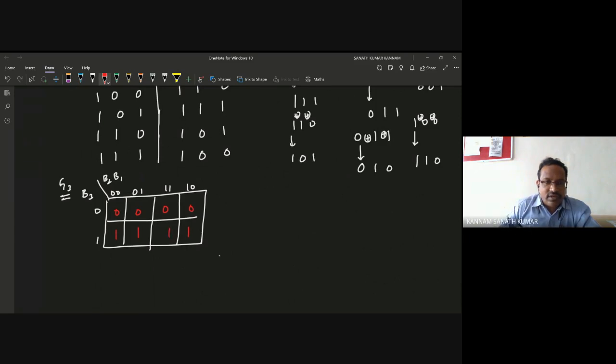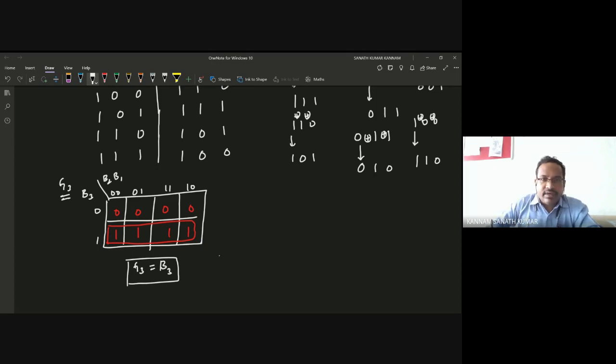This makes one quad. You know that a quad will eliminate how many variables? A quad will eliminate two variables. So here B2 and B1 will be eliminated. So you can write G3 equal to B3.